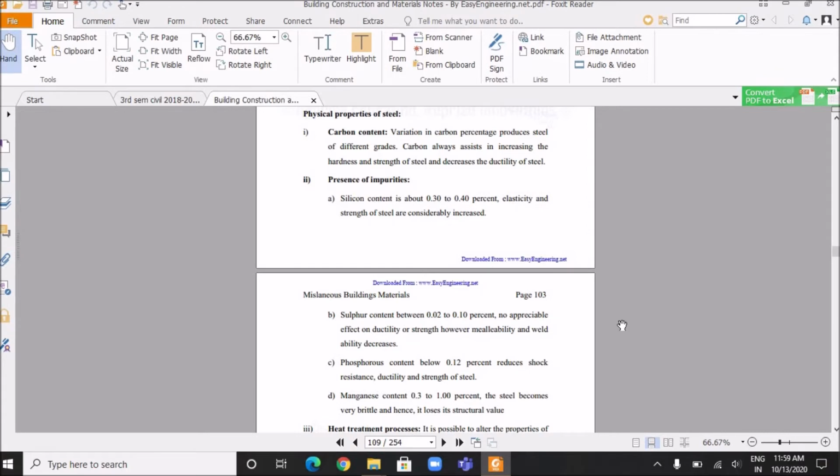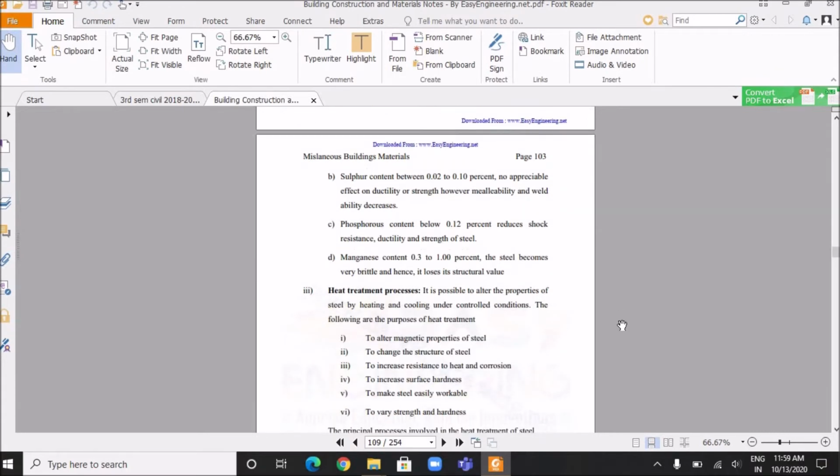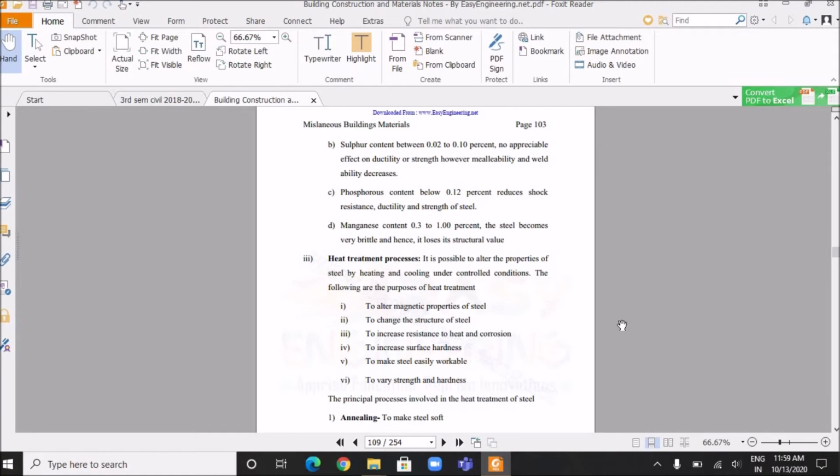Sulfur content between 0.02 to 0.1%. No appreciable effect on ductility or strength, however malleability and weldability decrease. Phosphorus content below 0.12% reduces shock resistance, ductility and strength of steel. Manganese content 0.3 to 1%, the steel becomes very brittle and hence it loses its structural value.